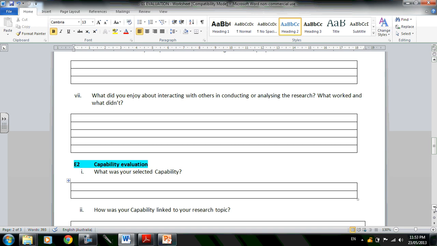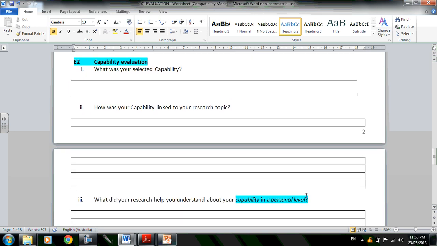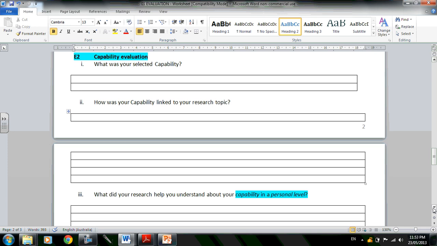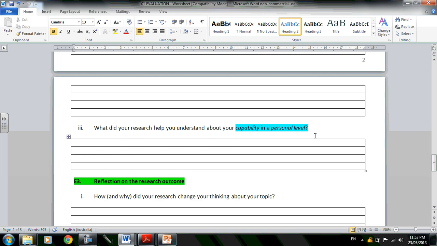All these things. And of course, I want you to discuss the capability. What was your selected capability? Few words. How was it linked to your research topic, and what did this help you to understand for yourself on a personal level, and what has this done for others? I would like, if you can, to mention some issues here about your development of knowledge of ethical research.